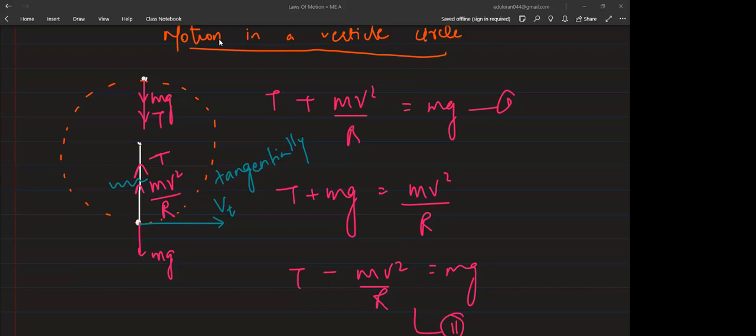No, Shaima, because see, mg is what? m is mass and g is acceleration due to gravity, so both we cannot take negative. That's why this is not taken as negative. So you use T minus mv square by r, or T plus mv square by r. These two equations are needed, when this is getting added or this is getting subtracted.